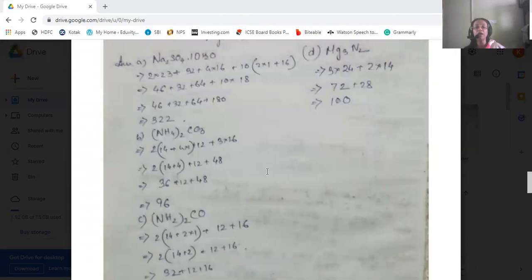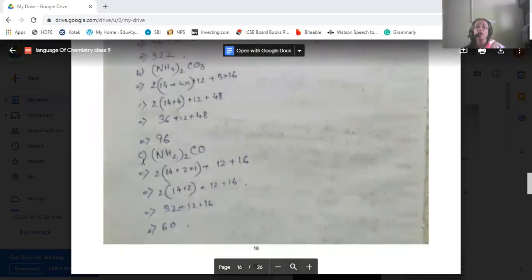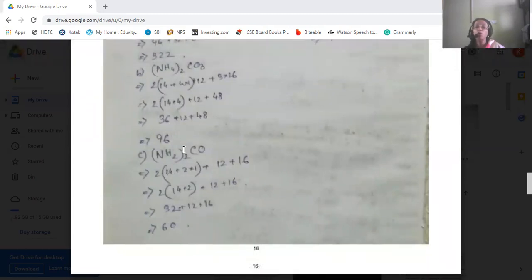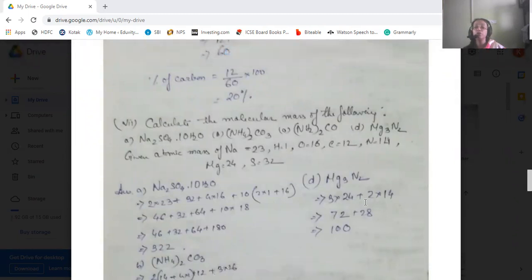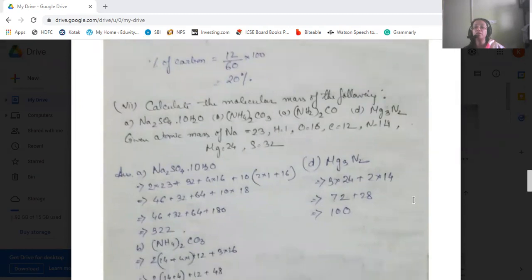For ammonium carbonate, it is 14 plus 4 into 1 multiplied by 2, as 2 atoms of ammonium are present. Then carbon plus 12, then oxygen 3 into 16, that makes 96. Then this one, (NH2) whole twice CO, so this will be 14 plus 2 into 1 whole multiplied by 2 plus 12 plus 16, that makes 60. Again, magnesium nitride, Mg3N2, so 3 into 24 plus 2 into 14, that makes 100.